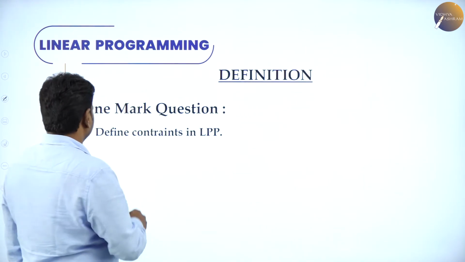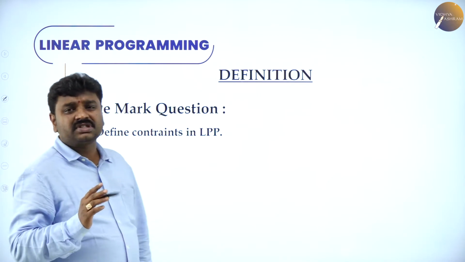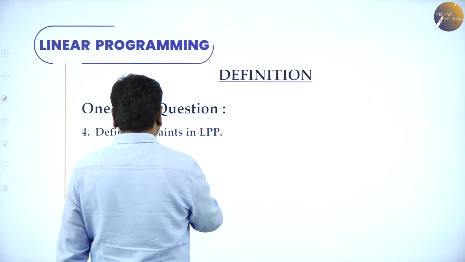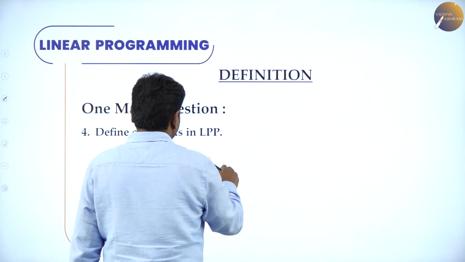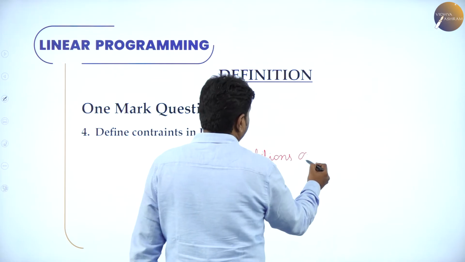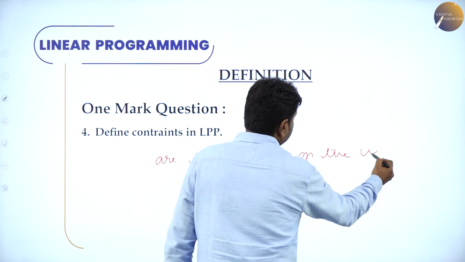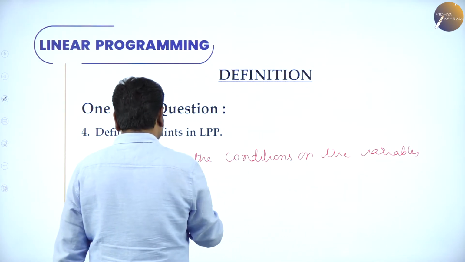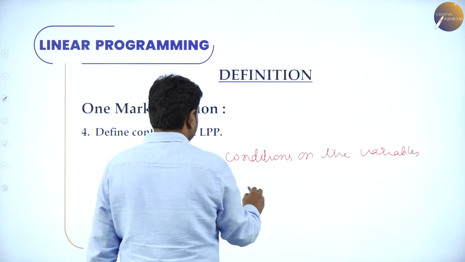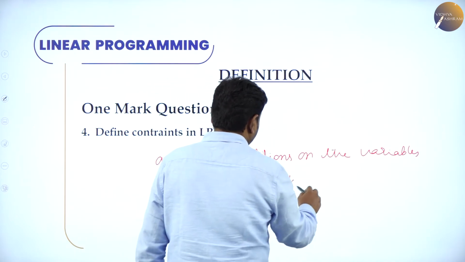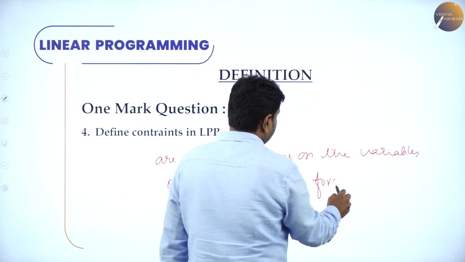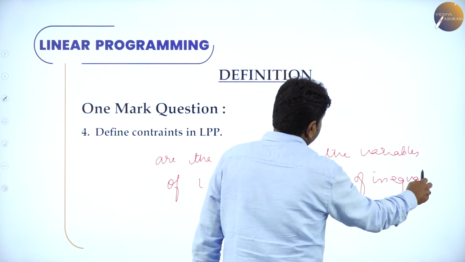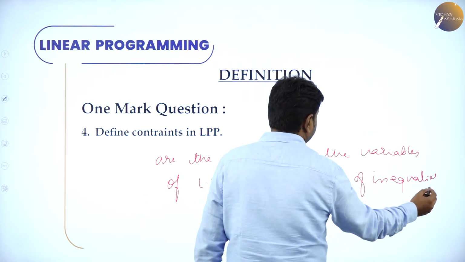Then we have constraints. Constraints are the conditions on the variables of LPP in the form of inequalities. They will be in the form of inequalities. Inequalities means what? Linear inequalities.